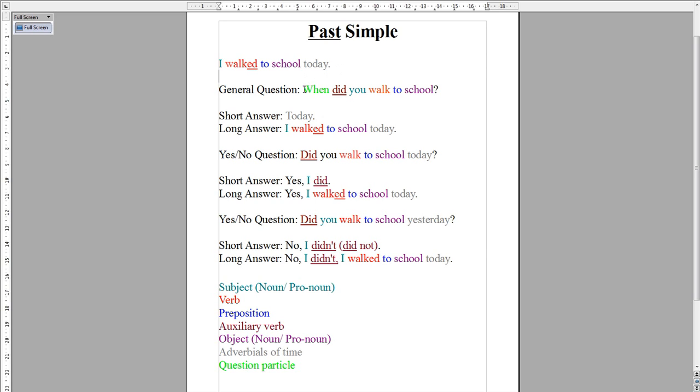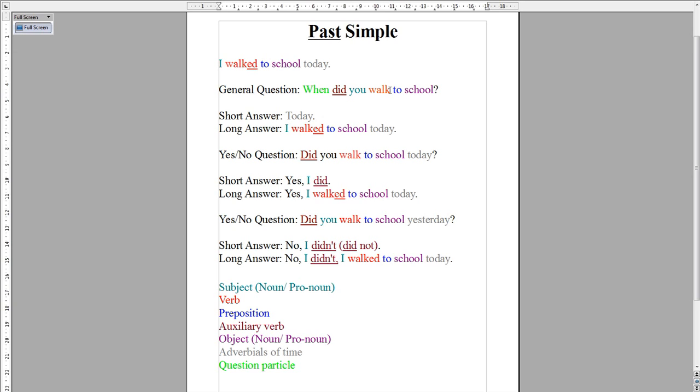If we look at the general question, the structure is much the same as the statement that we have here. The only major difference is the way the verb interacts with the auxiliary verb, which we don't have in the original statement. Also, of course, we have the question particle, which is when. I've chosen when, which is asking about this part of the statement. So we are imagining that we don't know when this took place, and we're asking the question, when it took place. So we ask, when did you walk to school?